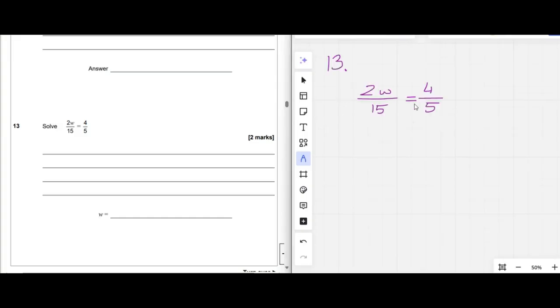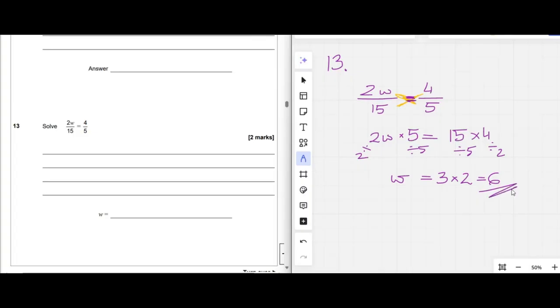In this one, we have to solve something that can be multiplied by cross. Let's cancel that down first before multiplying. So we can divide by 5, this and that. And we can divide by 2, this and that. So on the left-hand side, we'll have just W. And then 15 divided by 5 is 3, times 4 divided by 2 is 2, so W is 6, and that's it.